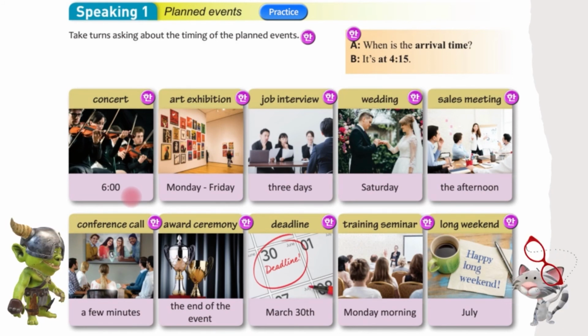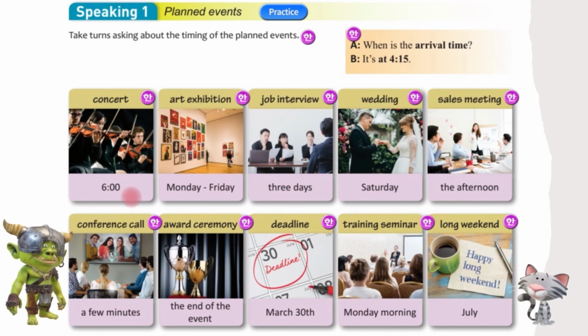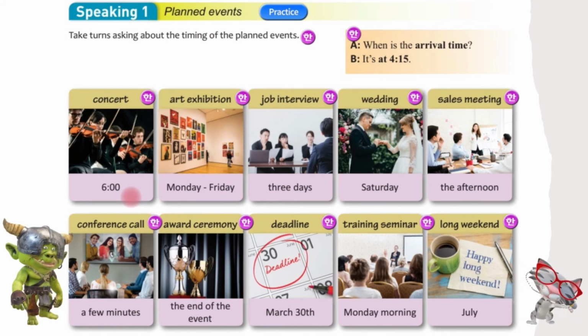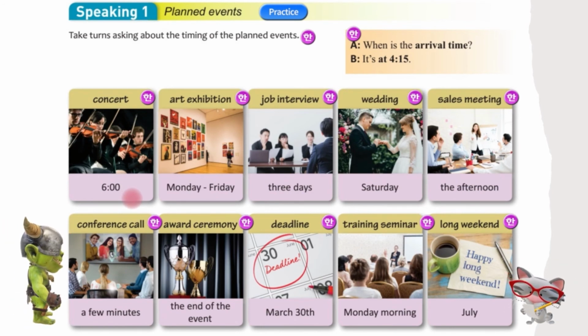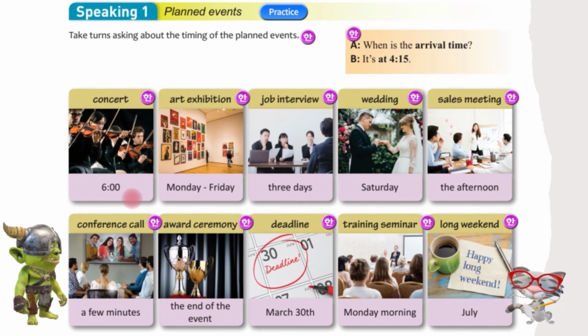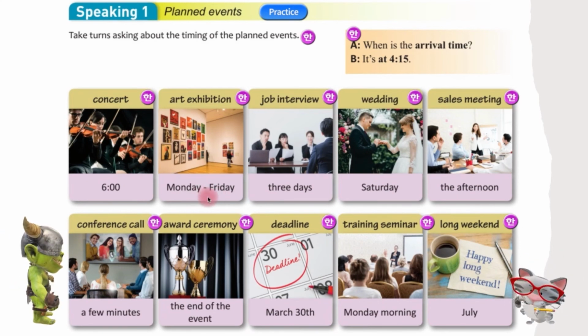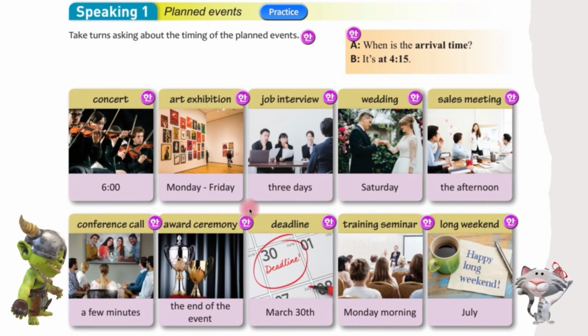When is the art exhibition? It's on Monday to Friday. So not on, that's over a period of time. Then let me try again. It's from Monday to Friday. Yeah, from Monday to Friday. Notice how it's got the hyphen here. The hyphen. So that means you use from to. Very good.